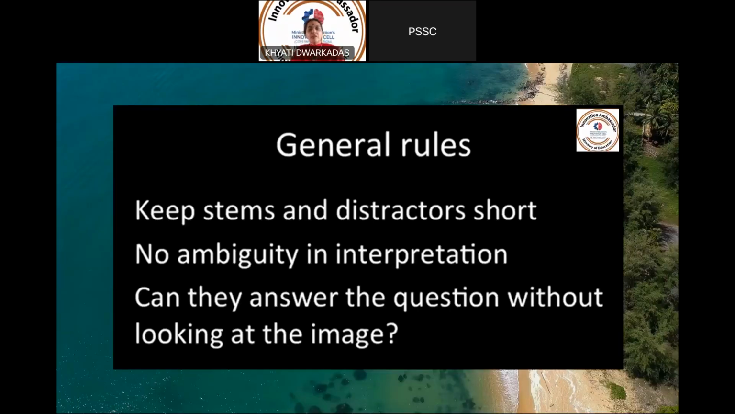General rules: keep the stem and distractor short. There should be no ambiguity in interpretation. And in case you're thinking of keeping a picture or something, always consider, can the students answer the question without looking at the image? If so, you don't need the image.